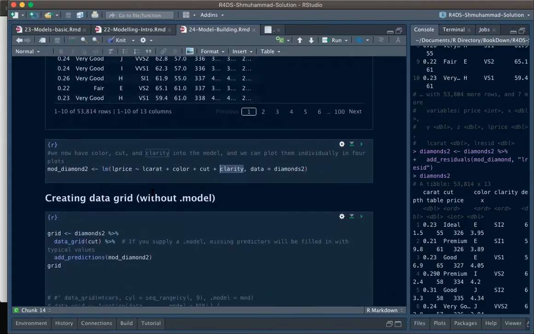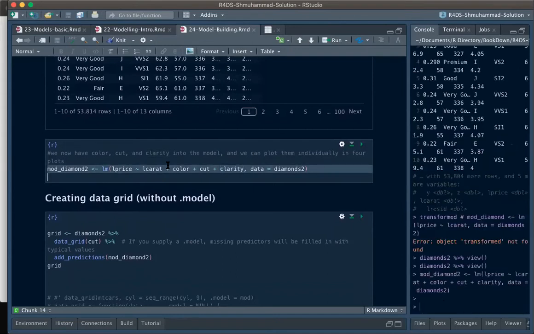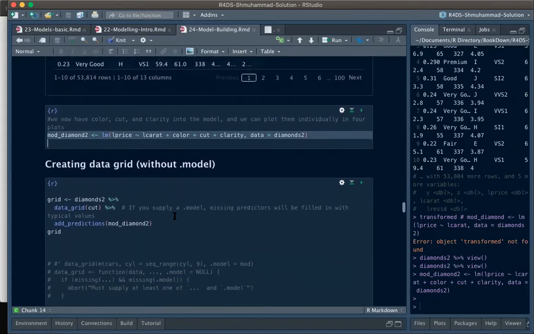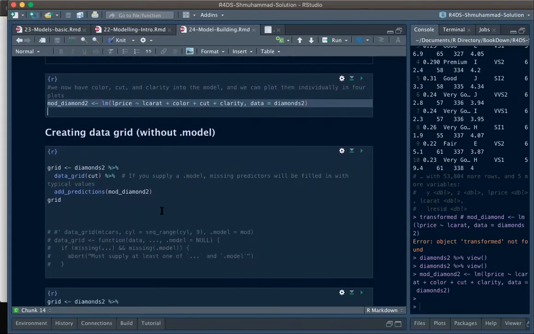What we need to do for modeling is just fitting the model. So let's fit the model. This is the first step, as we have seen. The second one is to create the data grid.